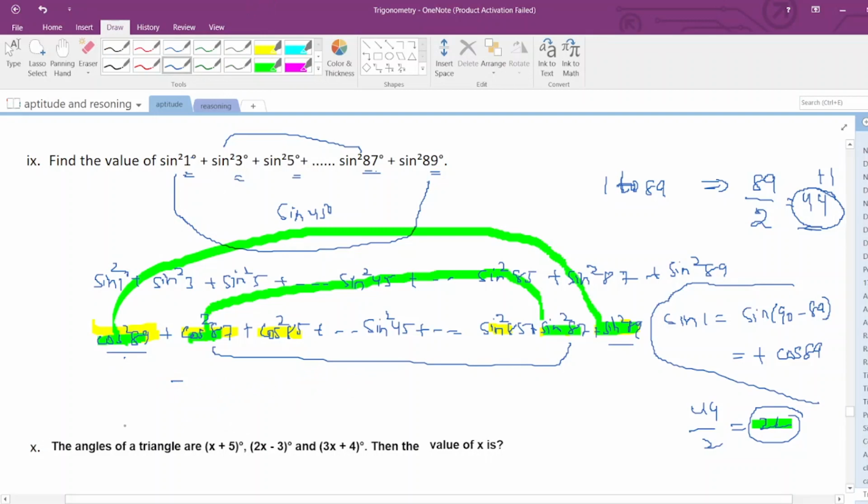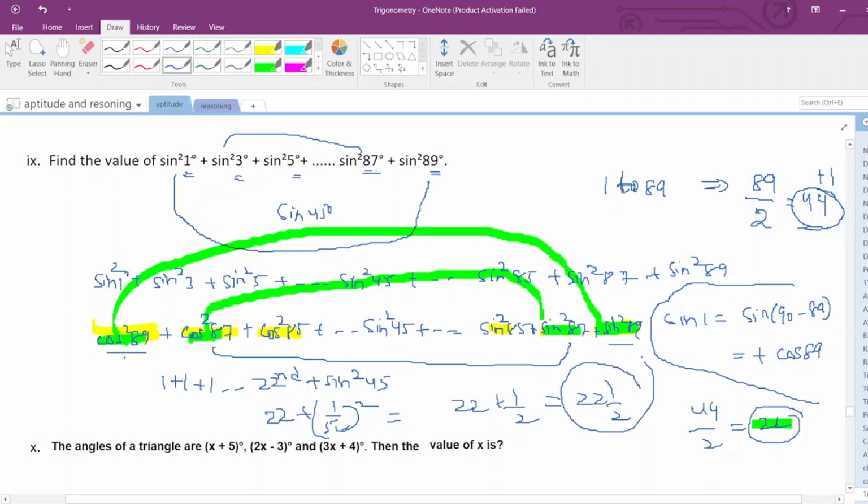So there are 22 ones, 1 plus so on up to 22 terms, 22 ones plus sin² 45. So 22 ones add up to a total of 22, plus sin² 45 is equal to (1 by root 2) whole squared, right? So which is equal to 22 plus 1 by 2, which is equal to 22 1/2. So this is the answer.